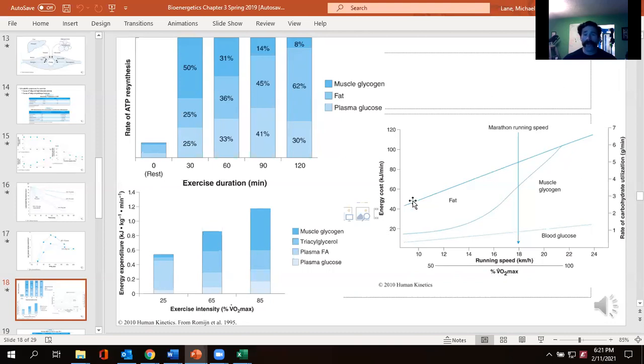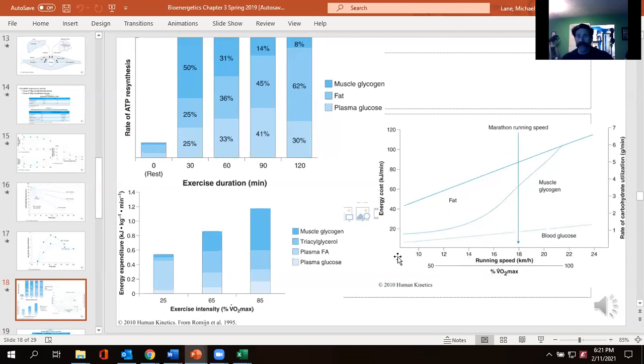Now, I really like this graph over here because it shows you energy cost. Obviously, as we go higher on this line, it takes more energy to do it. And then the rate at which we're going to be utilizing carbohydrates, and we can also figure out the rate at which we're going to be using fat. And notice the bottom part of this line is going to be blood glucose. So if we were to talk about going for a walk, this line here would be shifted way over.